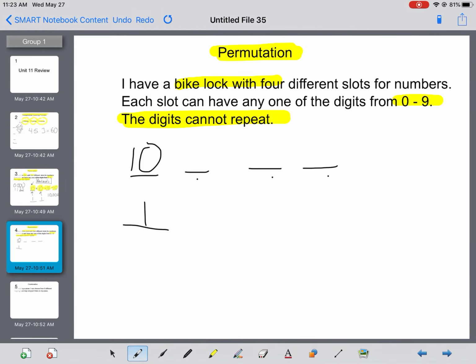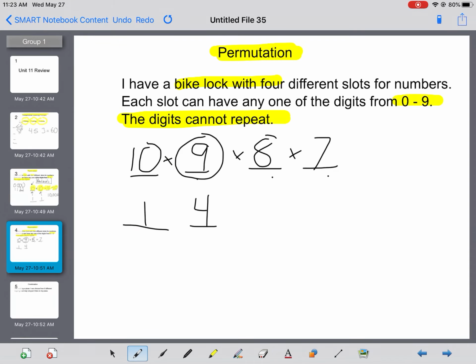But let's say I put the digit 1 here. That means all my remaining ones cannot have a 1 in it. So that means for my second blank, I only have 9 digits as an option. So let's say I put the number 4 there. That means for my third blank, I can't use 1 or 4, so I only have 8 options left. And then I only have 7 options.